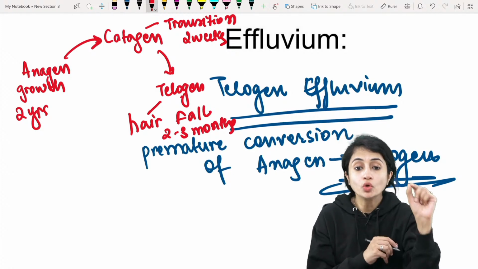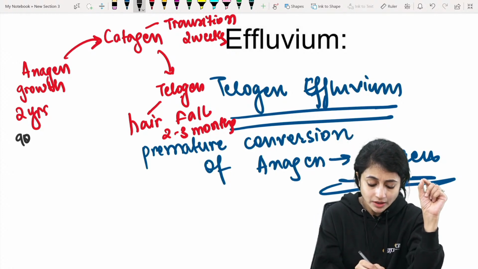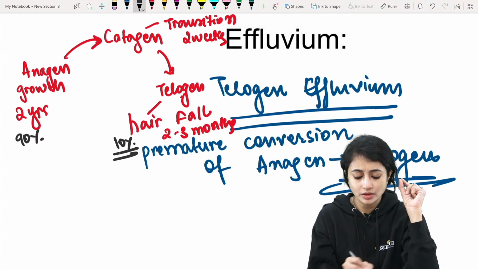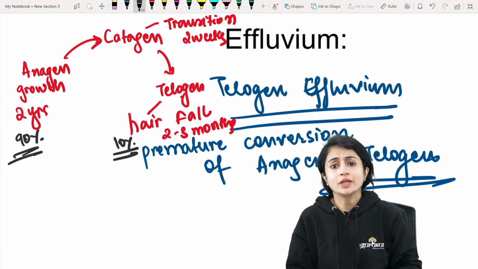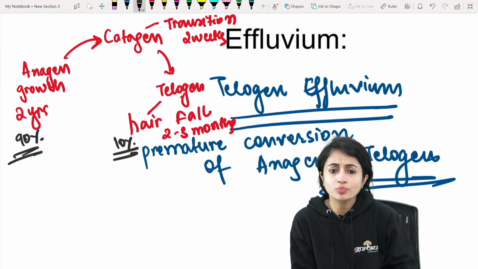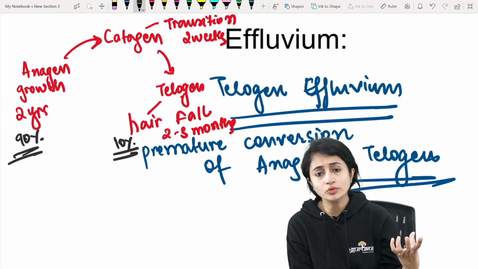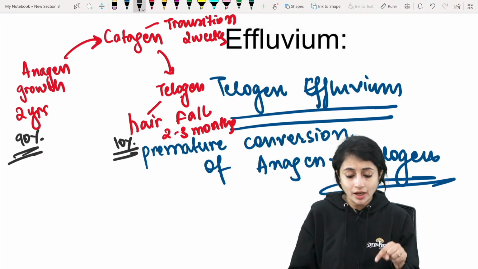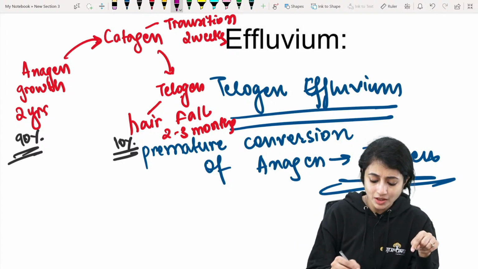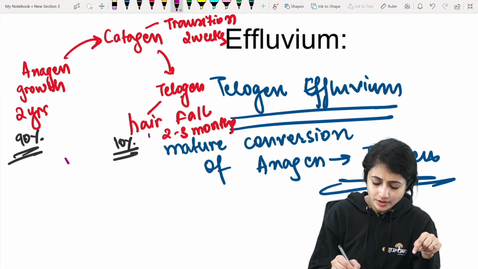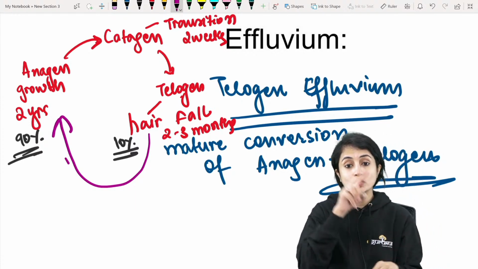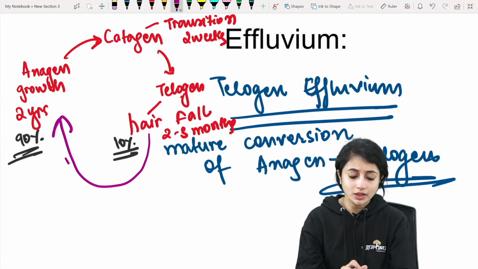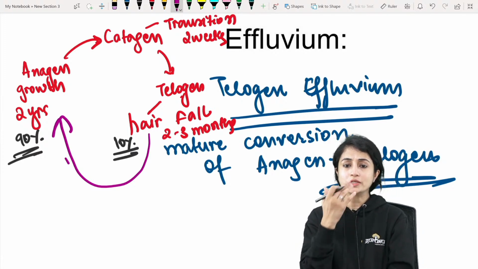Okay, normally what happens is my 90% hair are in anagen phase and 10% are in telogen phase. So that is why when you shampoo, when you comb, you see some of the hair falling off, don't you? That's pretty normal because these are telogen hairs which are shedding off. And now what happens is once the hair sheds off, this again goes into the anagen phase. So it's a cycle. It doesn't end here. The telogen hair follicle will again go into the anagen phase and you will be seeing a new hair growth there.